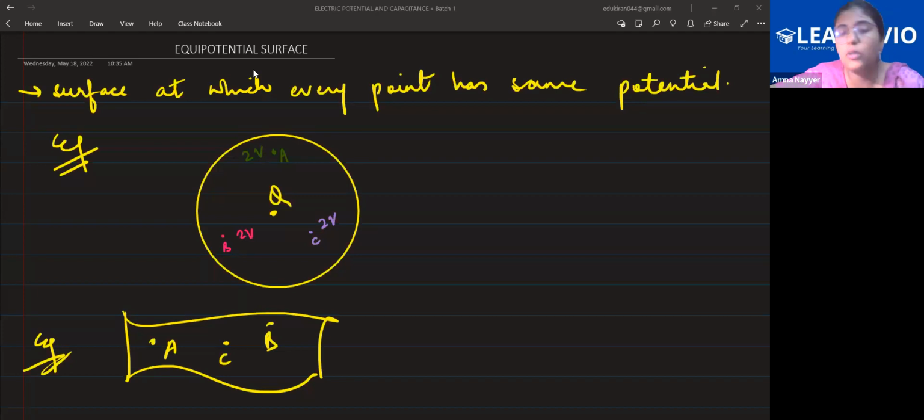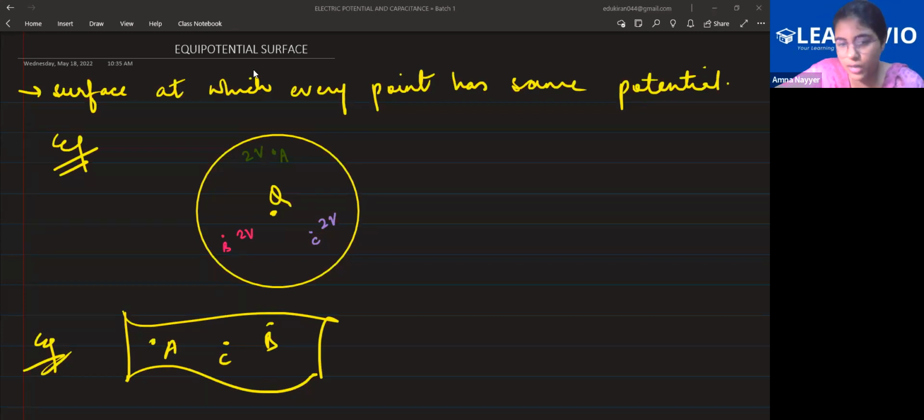Now, what are equipotential surfaces? This is a very easy topic and we'll cover it very quickly because it's theoretical. From the term equipotential, what do you understand? Equi means equal, potential is voltage, which we have studied. So equipotential means a surface at which all the points are giving you the same potential. Every point has the same potential.